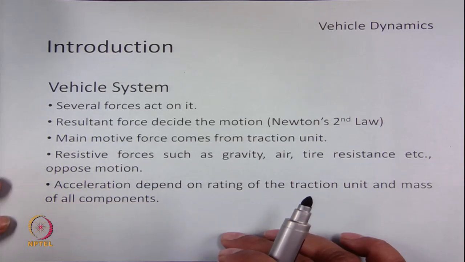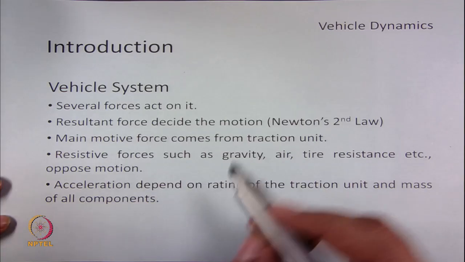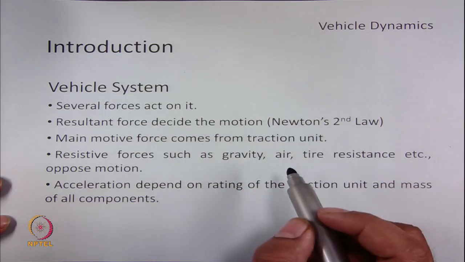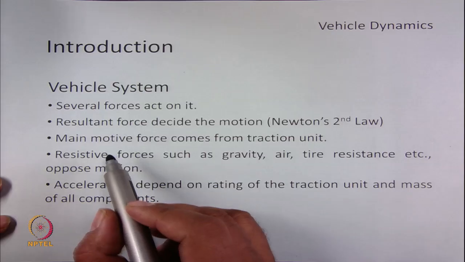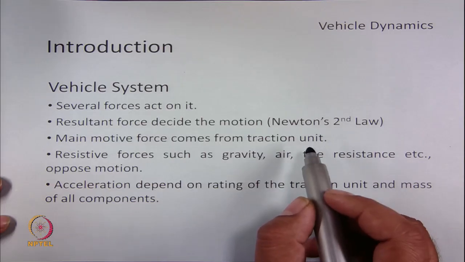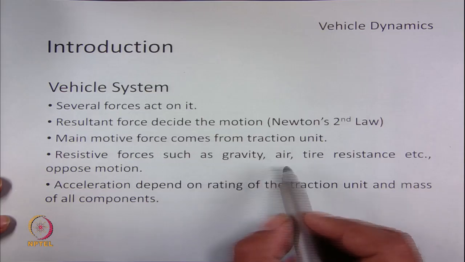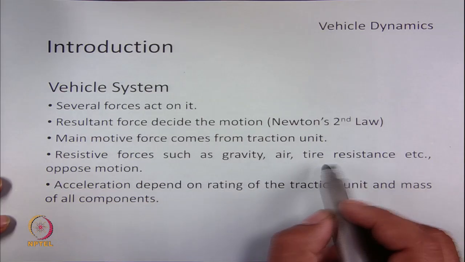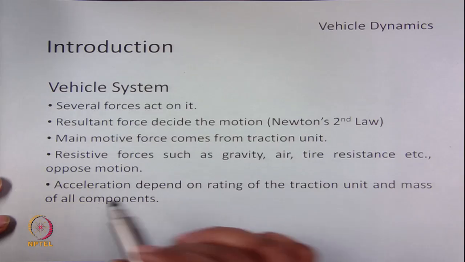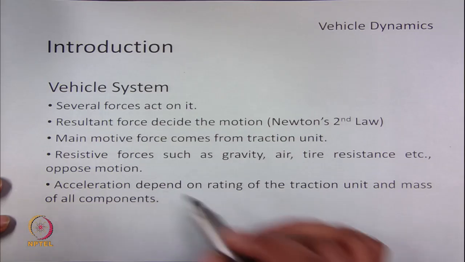So a vehicle is a movable system and therefore many forces act on it, and the resultant force will decide the motion as per Newton's second law. The main motive force which moves the vehicle is obtained from the traction unit or propulsion unit, and there are various forces which oppose the motion, such as gravitational force, air friction, the resistance offered by the tire, etc. So the total acceleration will finally depend on the rating of the traction unit as well as the mass of all the components.